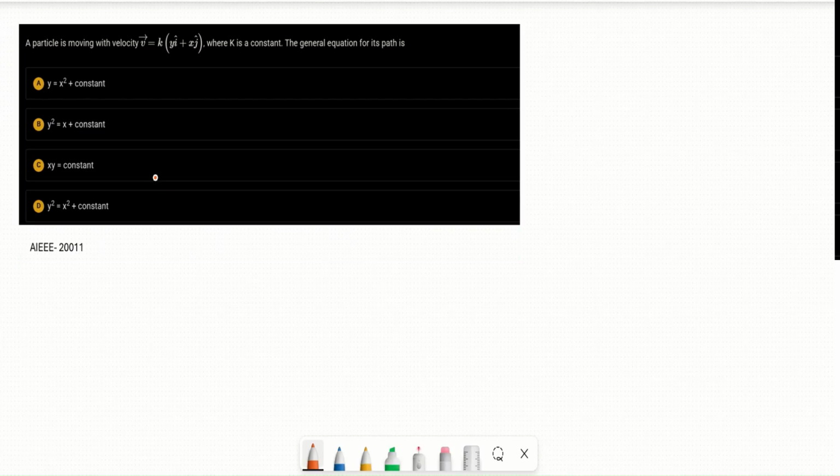So let's take up the next question, which says that a particle is moving with a velocity of v equal to kyi plus xj, where k is a constant. So the general equation of path for this particle is, so what we have been given is v equal to kyi plus xj.